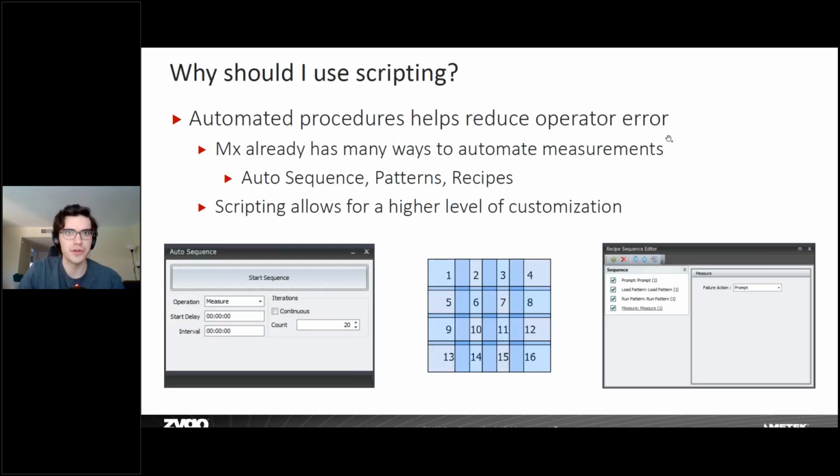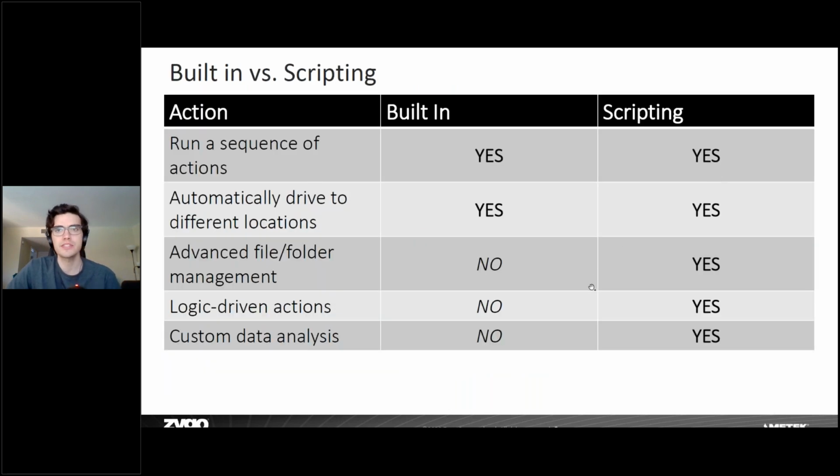So why should I use scripting? First off, automated procedures help reduce operator error. And you may be thinking, well, MX already has a lot of different ways to automate measurements. There's auto sequence for doing repetitions, patterns for navigating to different sites and taking measurements, and recipes for going through a sequence of actions. However, scripting allows for a higher degree of control on any sort of automated task you want to do.